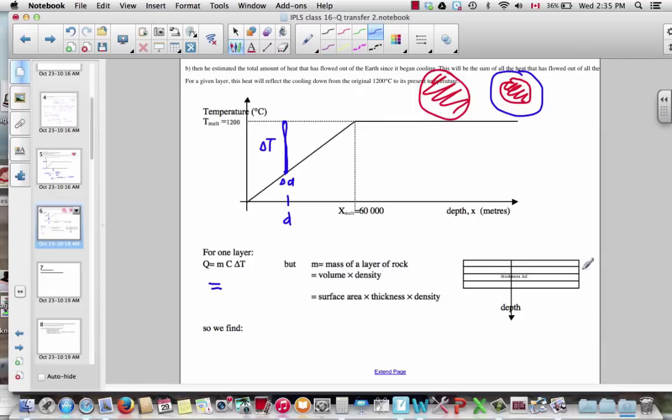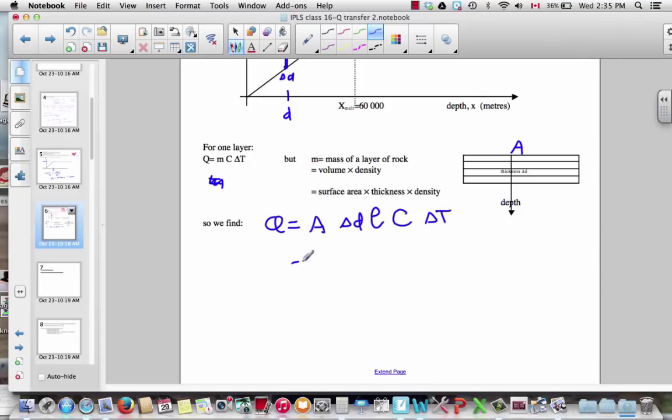And the volume of this little slab is going to be the surface area A times the thickness delta D. So for our Q equation, I'm going to put it here. It's surface area times the thickness times the density of rock. That's the mass value. And now we've got to put in the specific heat of rock and the temperature difference.